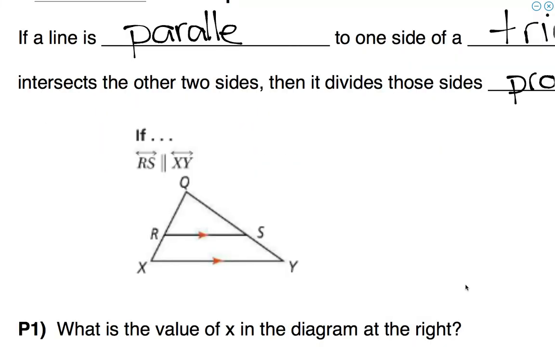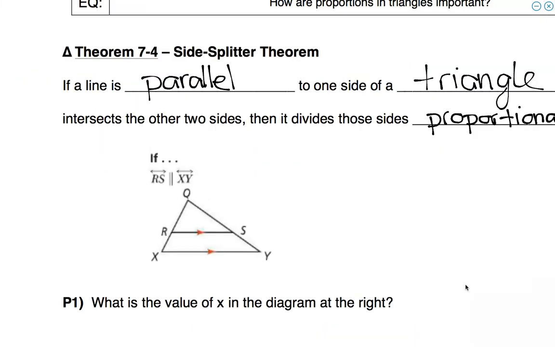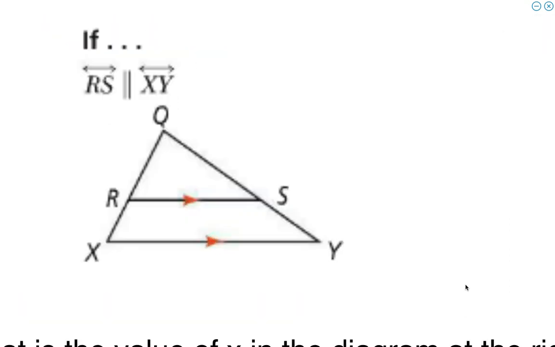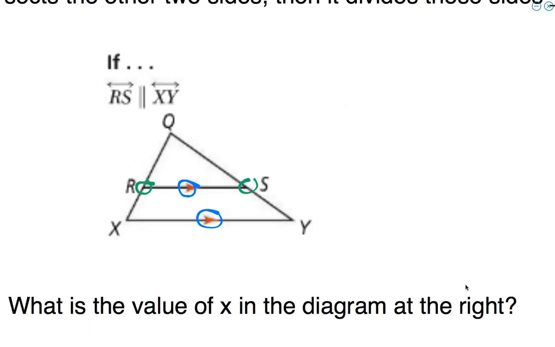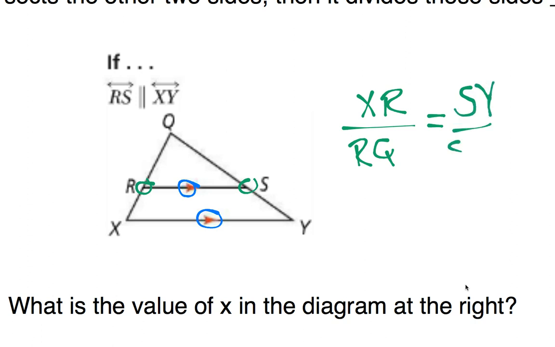And so here we have it. We have a line. Oops, I forgot my L up here, parallel. So we have a line that's parallel to a side of a triangle, and it intersects these other two sides. So now that tells us that XR over RQ is going to be proportional to SY over SQ.